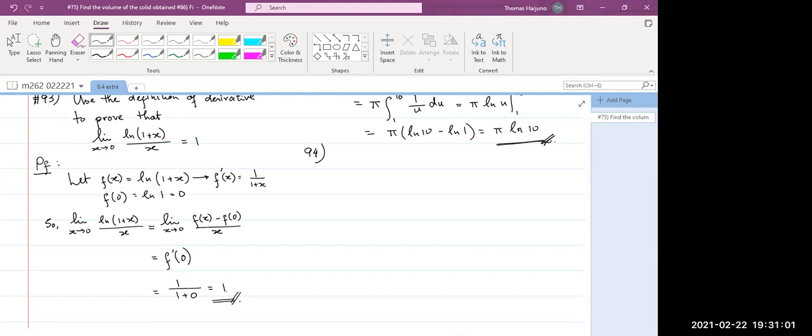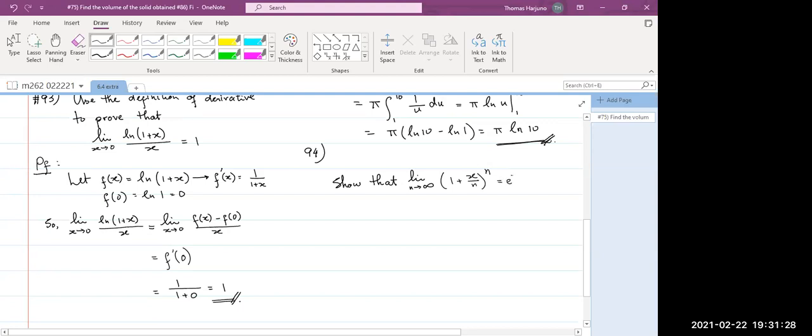Okay, that's for number 93. Number 94. I think number 94 is the one I did usually. Show that the limit as n goes to infinity of (1 plus x over n) to the n is equal to e to the x for x positive.